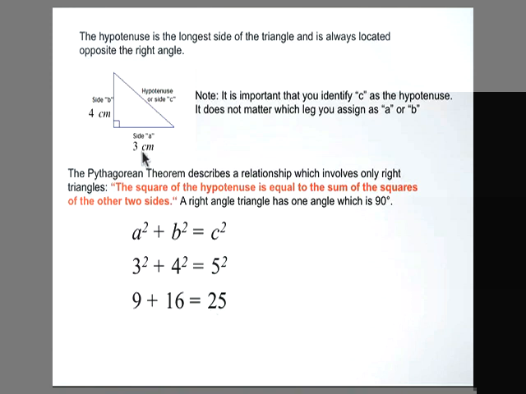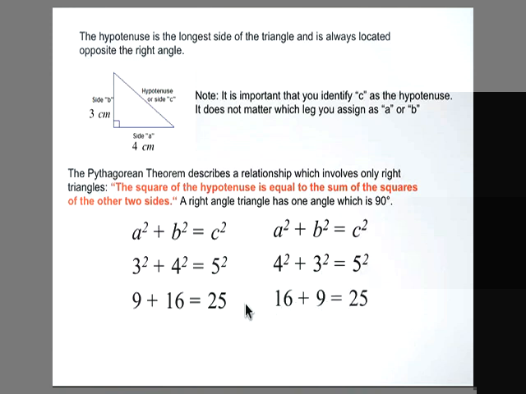Now, if we had to sub this in differently, in this case, what we're going to do is sub in for b equals 3 and a equals 4. Then what you would get when you sub into a squared plus b squared equals c squared is 4 squared plus 3 squared equals 5 squared, which is 16 plus 9. And it doesn't matter which order you add them in. 16 plus 9 is the same thing as 9 plus 16. So again, it doesn't matter which of the legs you sub in for a or b, but it does matter that you identify the hypotenuse and sub in for the hypotenuse correctly.